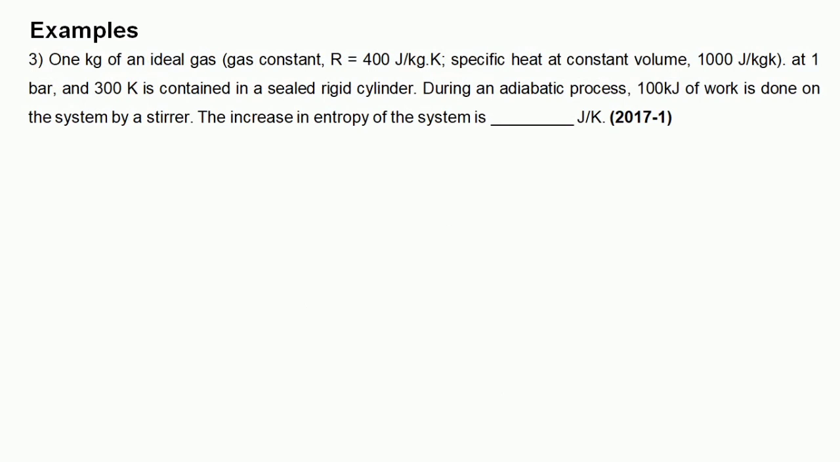Here is example number 3: 1 kg of ideal gas. So 1 kg mass is given and the gas is ideal. The R value is given for that, in joule per kg Kelvin. Specific heat at constant volume.